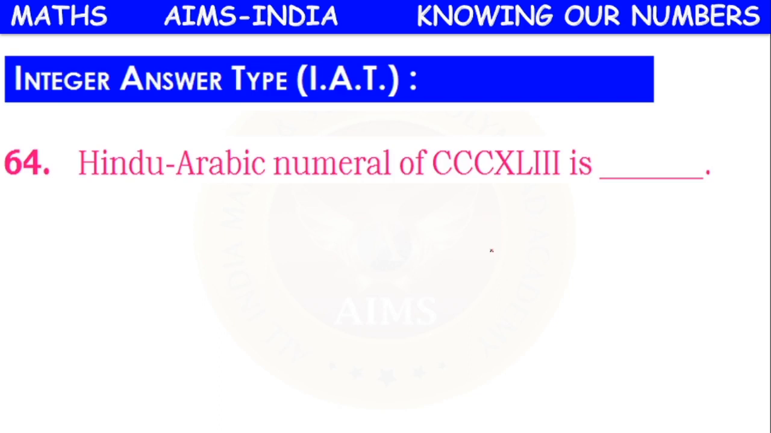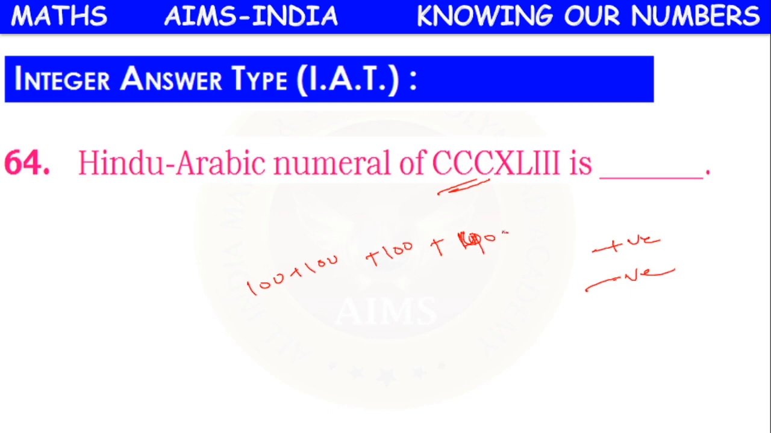Next, we will get this type of questions. Integer answer type questions. So there will be no options, but the answer may be a positive integer or a negative integer. The Hindu Arabic numeral of CCCXLIII is how much? So C stands for 100, another C 100, another C 100.